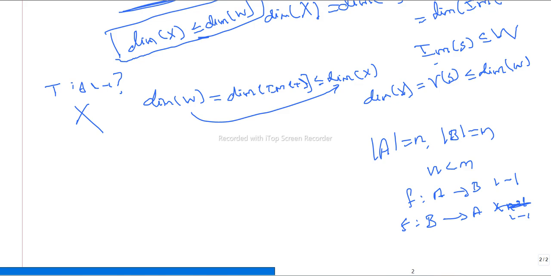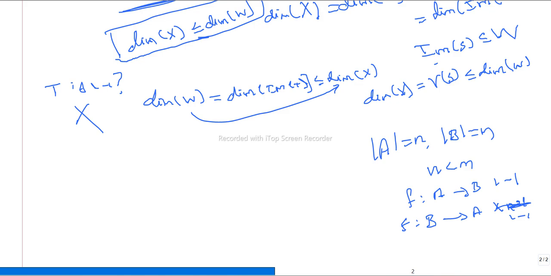So 1-1 means what? Always the domain should be smaller, if you take finite sets. Similarly, for onto, if the codomain contains a small number of elements and the domain contains more elements, we can define an onto function in the finite set.